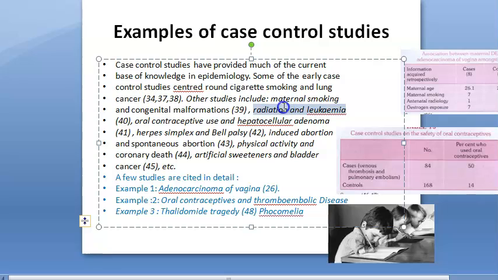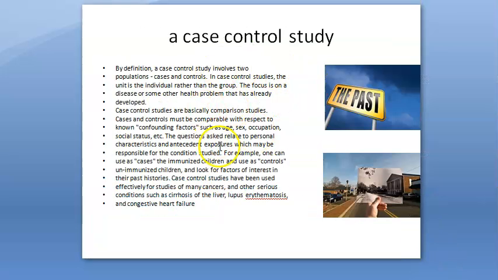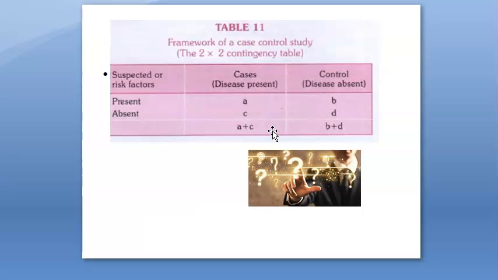If somebody has leukemia, find out if they had radiation exposure. If somebody has congenital malformations, find out if the mother was smoking. If somebody has Bell's palsy, find out if they had herpes simplex. Something like this, okay? Basically here it is the past. People have to recollect what happened previously.